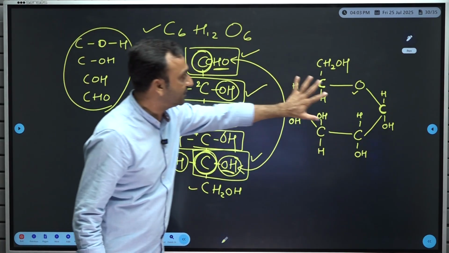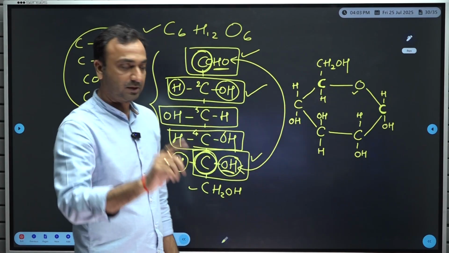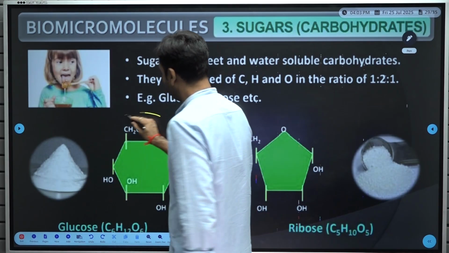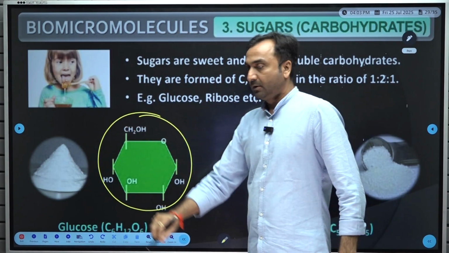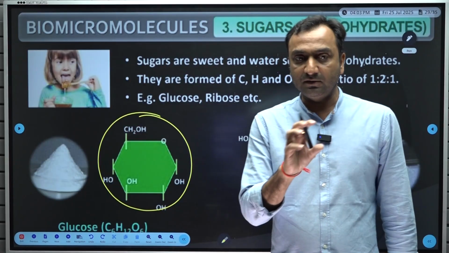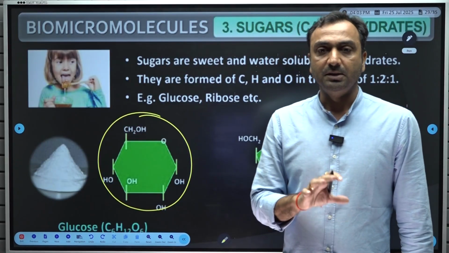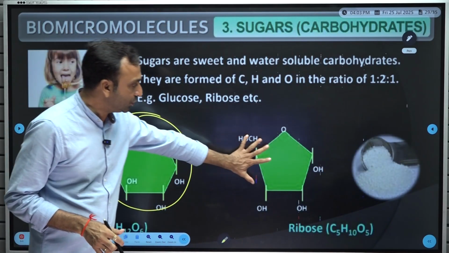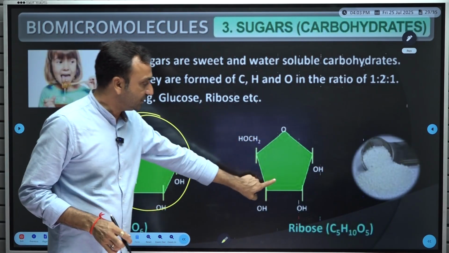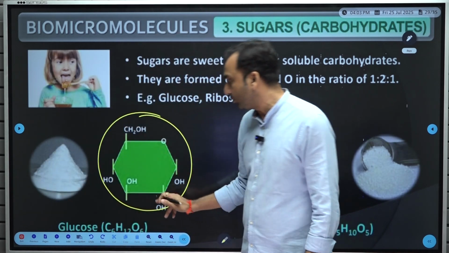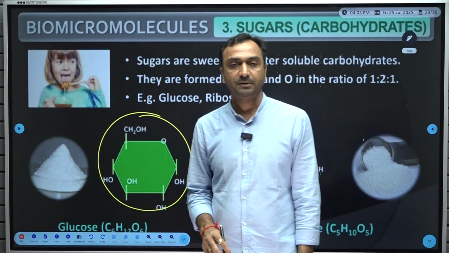That's it. This is the figure you have got in the earlier slide. But how it is derived, I have explained to you chemically. Similarly, a 5 carbon ribose is given. So this is a 5 carbon molecule which is ribose. This is a 6 carbon molecule which is called glucose.